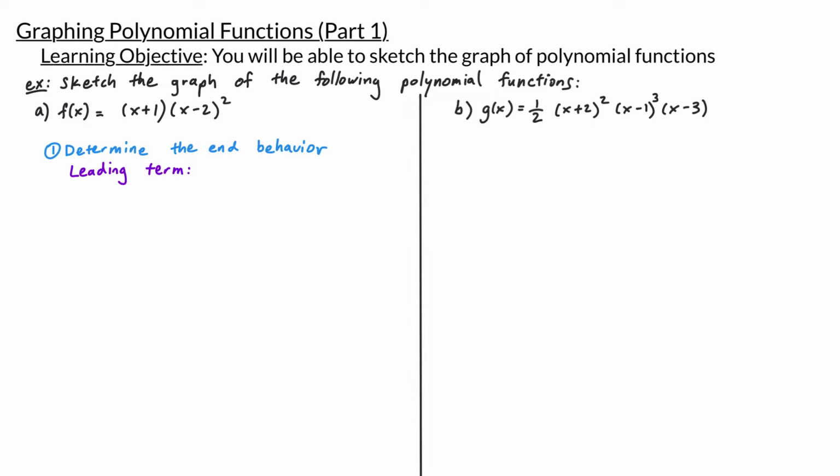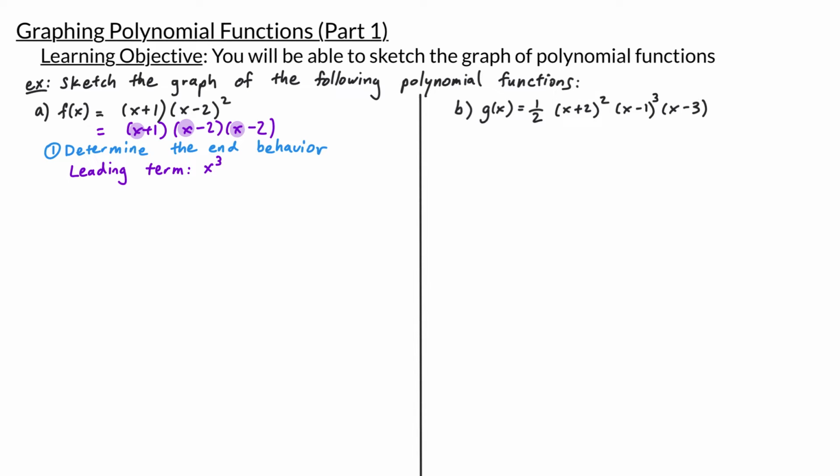Now, first of all, the polynomial x plus 1 times x minus 2 squared can be rewritten as x plus 1 times 2 factors of x minus 2. By writing it out this way, we can now identify the highest power term in each factor. So, to find the leading term, we would multiply the highest power term in the first factor, which is x, with the highest power term in the second factor, which is x again, and then the highest power term in the third factor is x again. Multiplying all those things together, we get x cubed as our leading term.